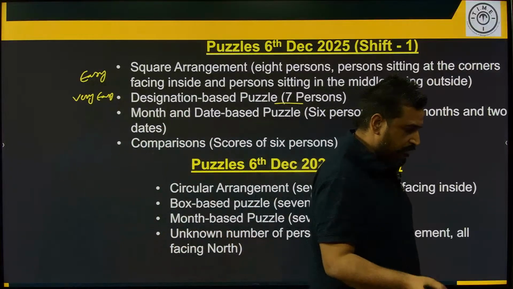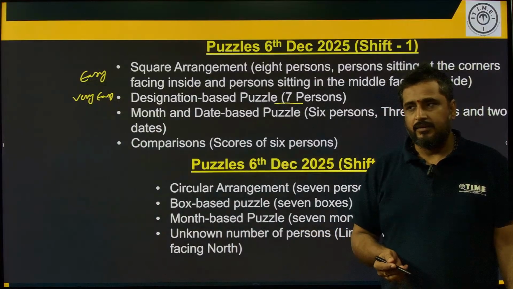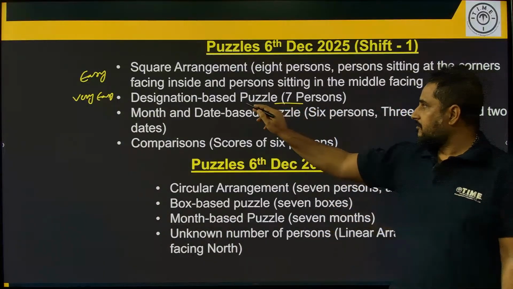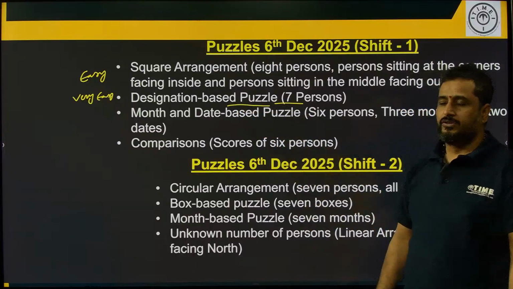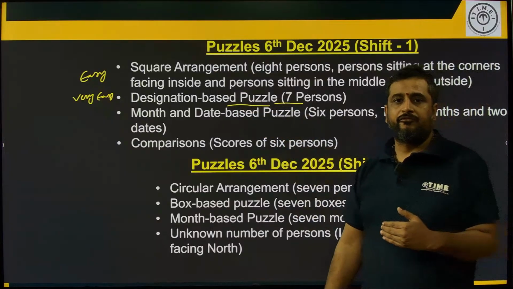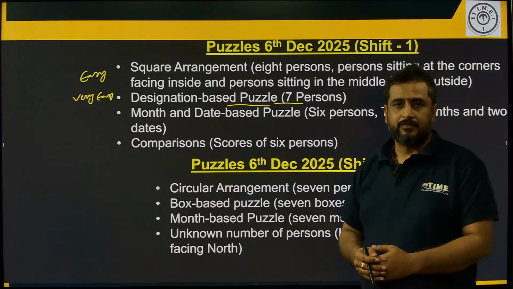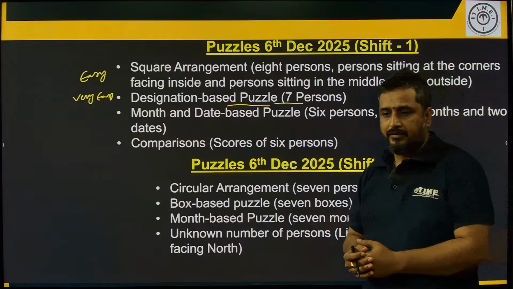And for whoever is going to write the exam on the 13th of this month, again I'm explaining what we have to do for designation-based puzzles. Whenever this kind of question is given, first you have to freeze the designations, and then you have to try to distribute the persons. That means you will be given data like this.